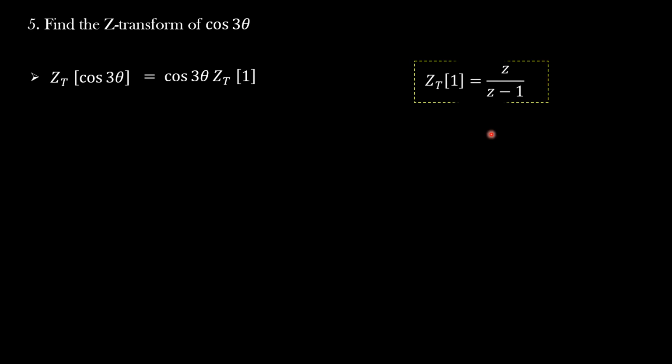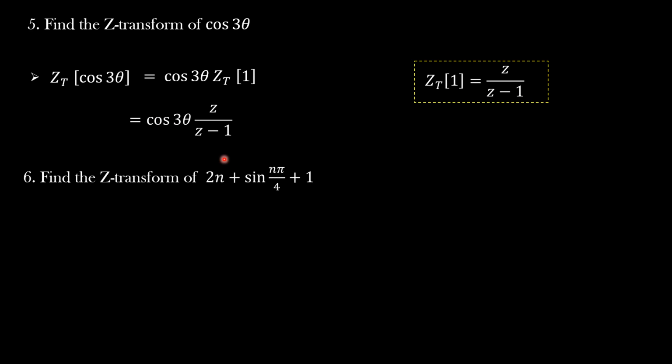Next problem. Find Z transform of cos 3 theta. Since cos 3 theta is independent of n, which will act as a constant term, therefore Z transform of cos 3 theta can be written as cos 3 theta into Z transform of 1. But Z transform of 1 is Z divided by Z minus 1. Therefore, Z transform of cos 3 theta is Z into cos 3 theta divided by Z minus 1.